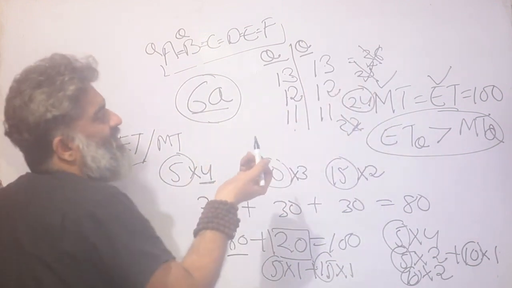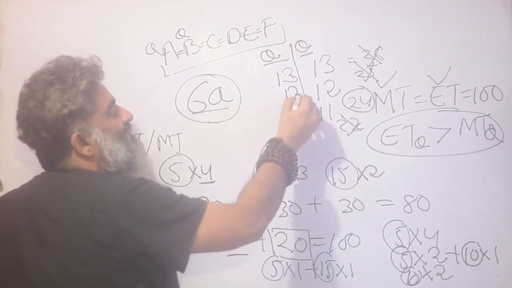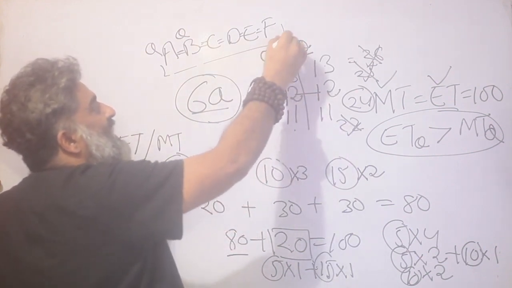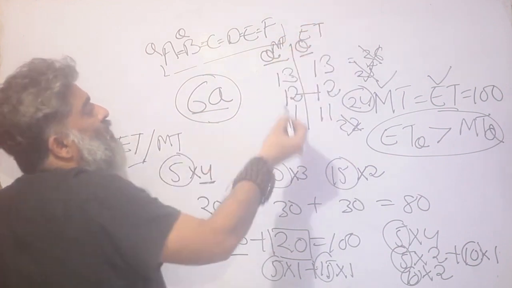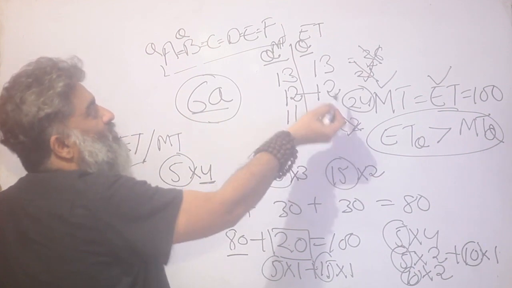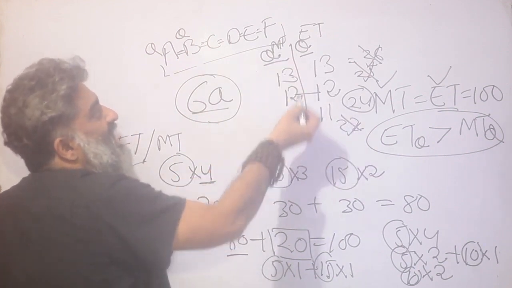So now there are a couple of ways of creating 24. You could have 12 and 12. You could have, let's say this is MT and this is ET. You could have 13 in MT and 11 in ET. You can create 24. You can have 11 in MT and 13 in ET. You can create 24.